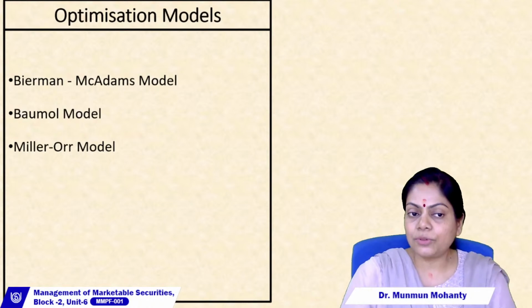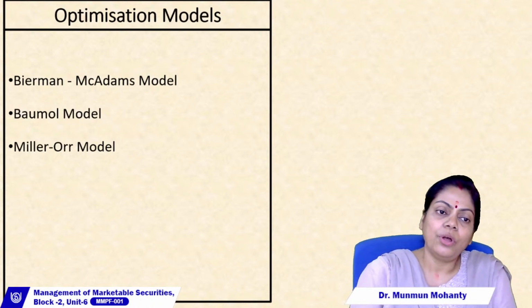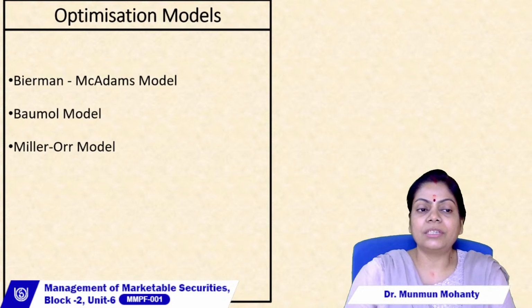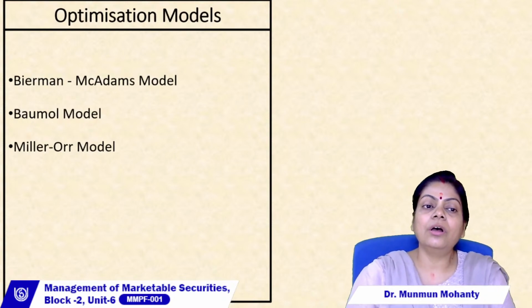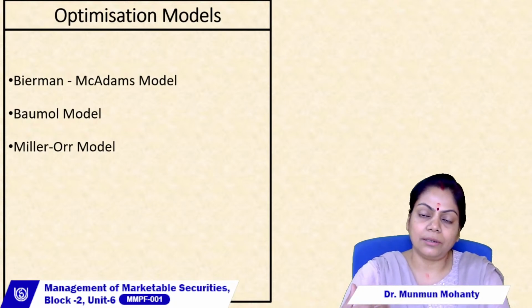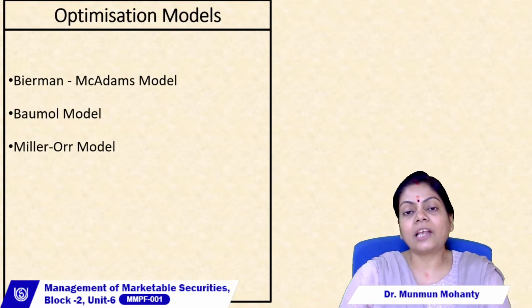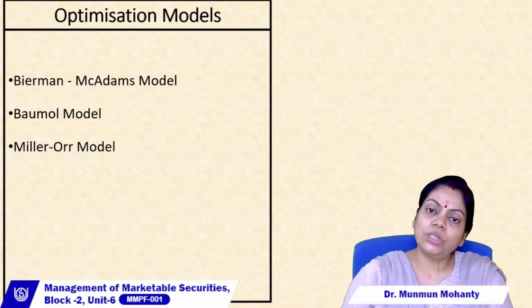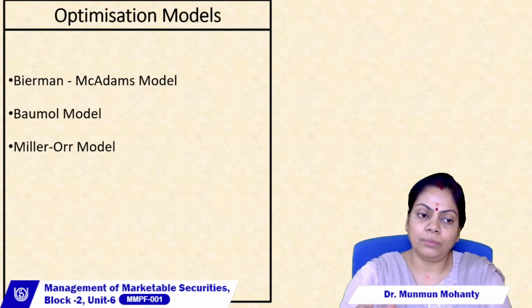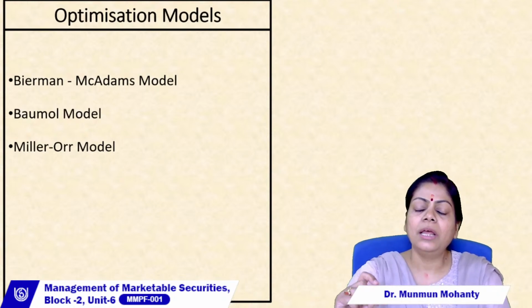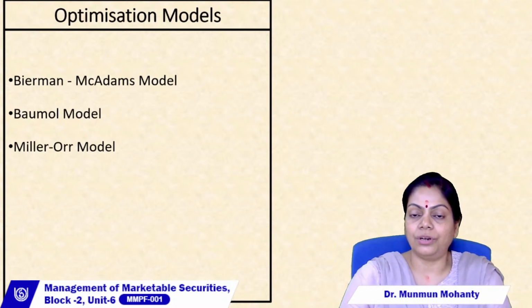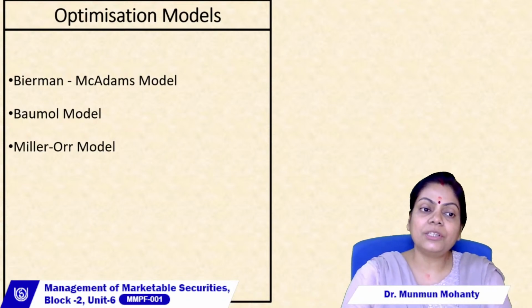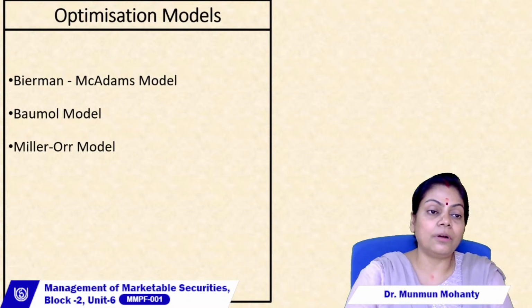My basic assumption in the first two models, though I have not explicitly spelled it out, is that while I am using the Baumol's model and the Miller-Orr model, sorry, the Baumol and the first model, I'm basically assuming that the cash flow in the future is known with certainty, whereas when I'm talking about the Miller and Orr model, my basic assumption is that the cash flow is not known with certainty. So there is some kind of probability attached to the cash flow. Now we'll take them up one by one.